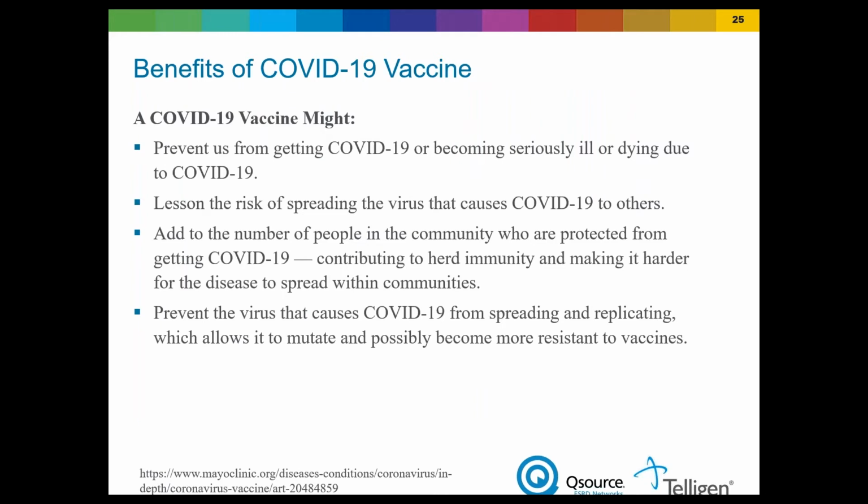COVID-19 vaccine is thought to have many benefits. First of all, it prevents us from getting COVID-19 or becoming seriously ill or dying due to COVID-19. It lessens the risk of spreading the virus that causes COVID-19 to others. It adds to the number of people in the community who are protected from getting COVID-19, contributing to so-called herd immunity and making it harder for the disease to spread within communities. Finally, it prevents the virus from spreading and replicating, which allows it to mutate and possibly become more resistant to vaccines. Next slide.